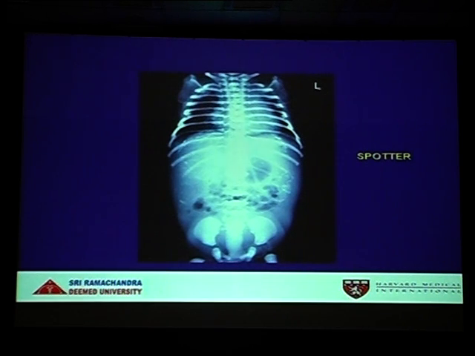Newborn child, abdominal distension, X-ray has been taken. Can you see something is calcified here? Something is calcified. When you see a calcified density in the abdomen, what do you think? Yes, one is hepatoblastoma, the second one is meconium peritonitis. Meconium has been calcified, that one. So this is a case of meconium peritonitis.